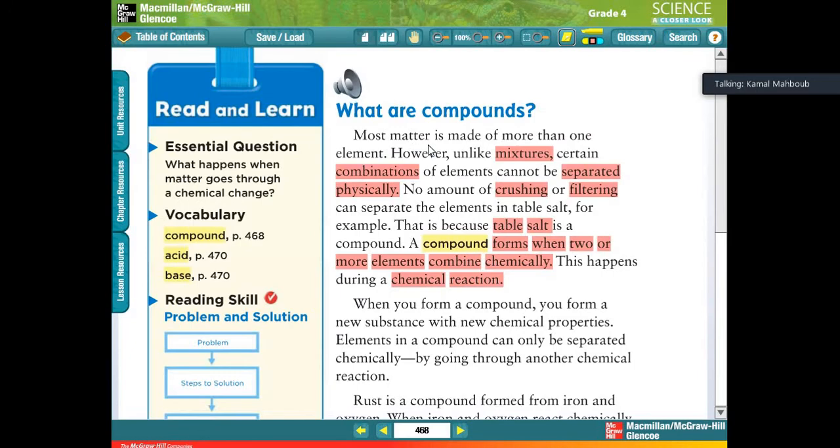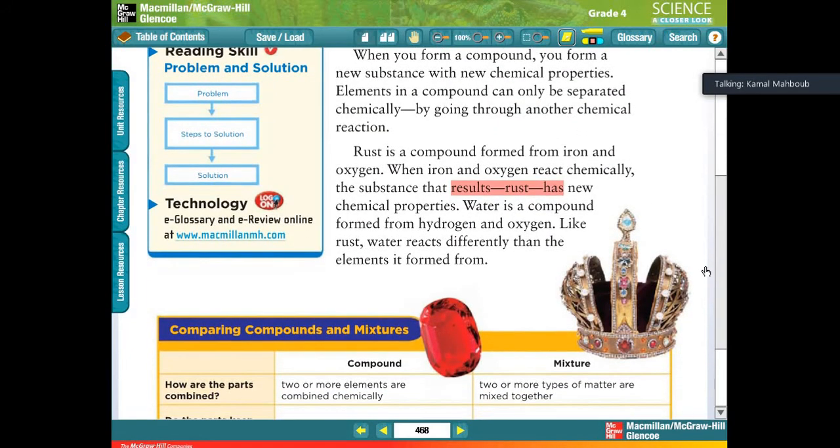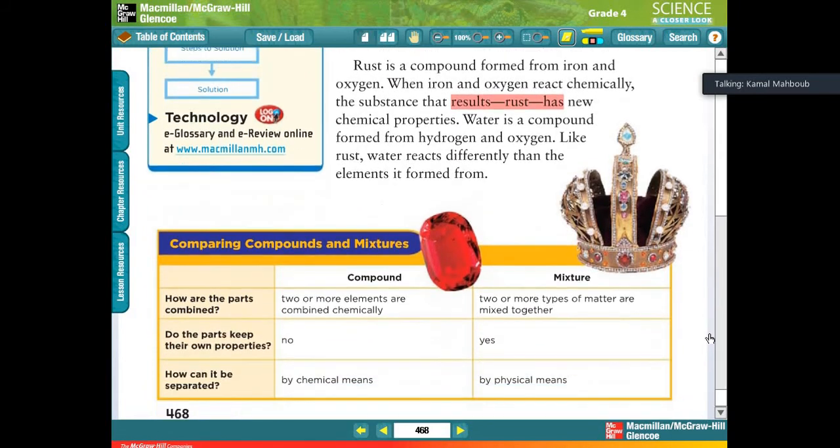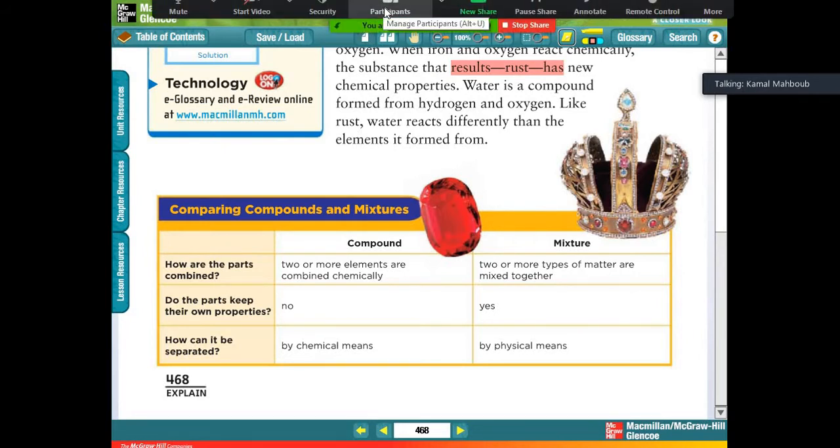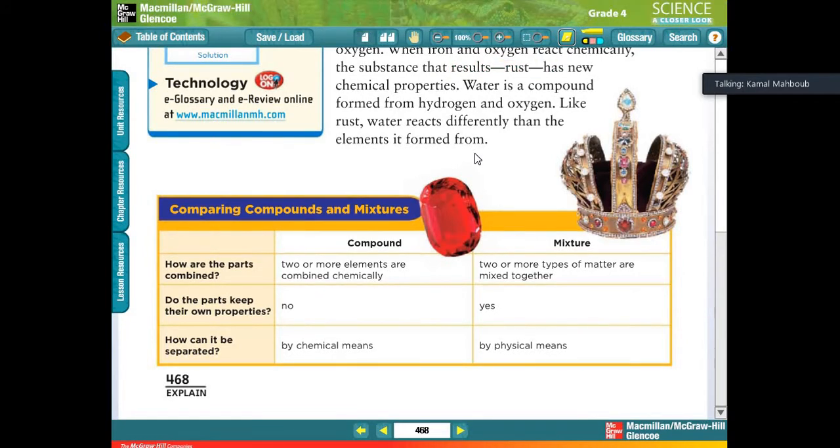We have a lot of examples of compounds in our life. You can see them and use them every day. Now that is the difference between compound and elements. Now what about the difference between compound and mixture? Now I want you to understand more the difference between compound and mixture. You can read this box to understand more.